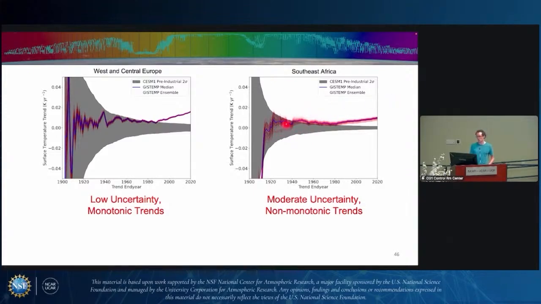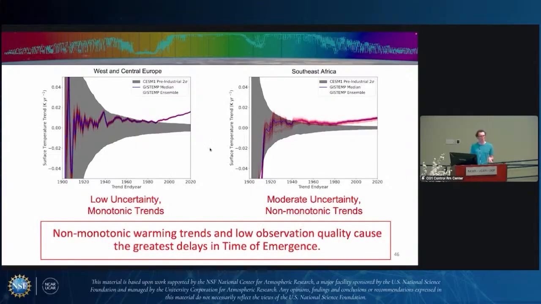And so if we look at all of these different ensemble members, some of them are detectable in the mid-20th century, while others are not, and that's modulated by the presence of these decadal trends. Whether that's internal variability or things like global dimming or global cooling, we haven't looked at it, but the conclusion we want to draw here is that these non-monotonic warming trends, specifically at low frequencies, and differences in observational quality are causing the greatest delays in our time of emergence.